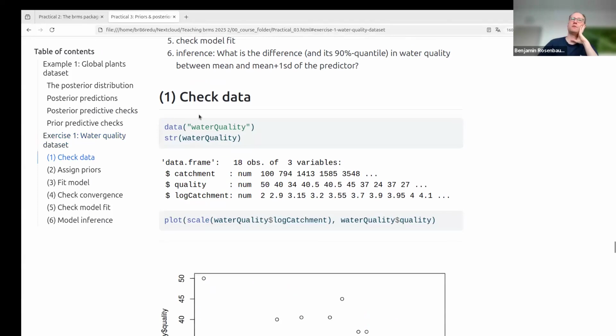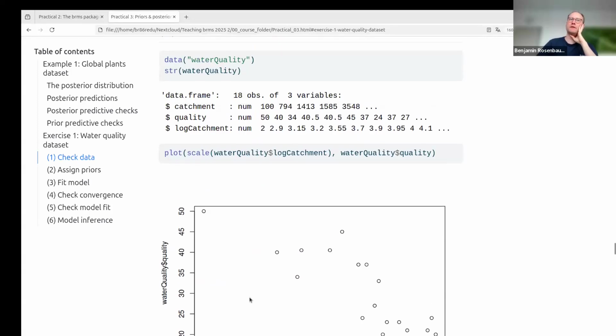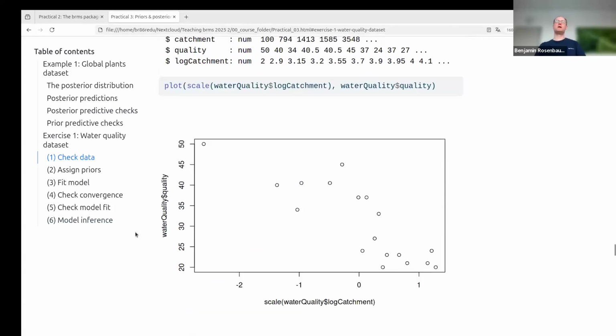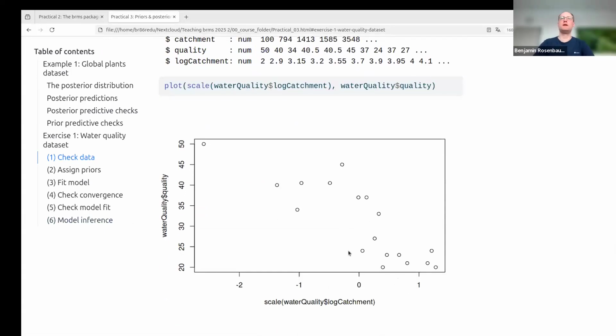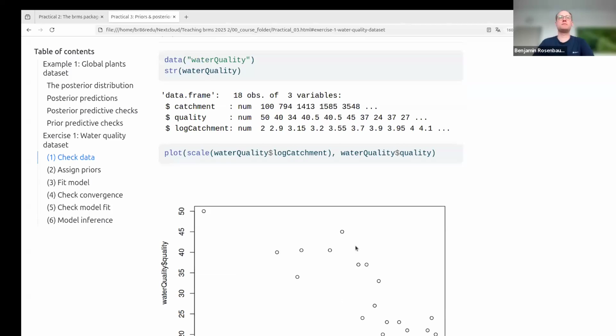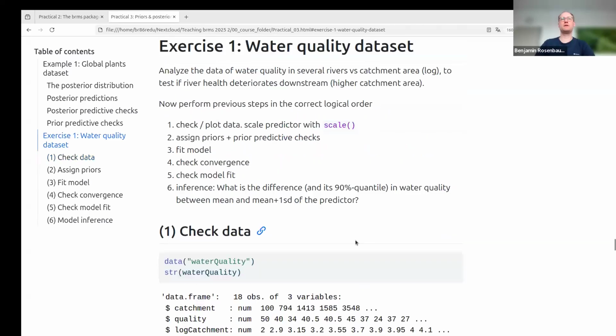Okay, there will be a new data set, water quality. So here we have water quality in streams. This is the response depending on the catchment area. So the larger the catchment area, the further downstream in the river the water quality was measured. And a simple linear regression model as well, to check if you're further downstream or further upstream, how this impacts the water quality. And I want you to do this in the correct order this time.